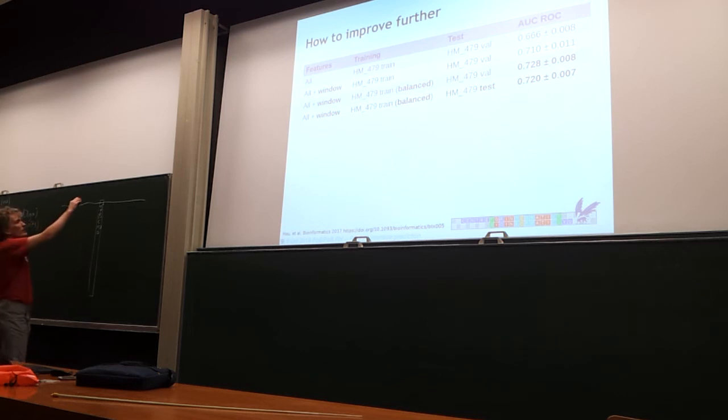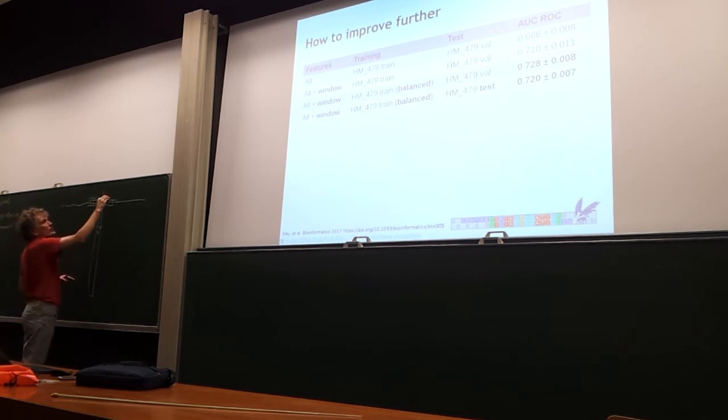So now if you take a window, that means that to predict this one, you also take the values of 4 residues upstream and downstream of the residue of interest. Yeah? So you have 9 times more information, data, for your predictor to work with.